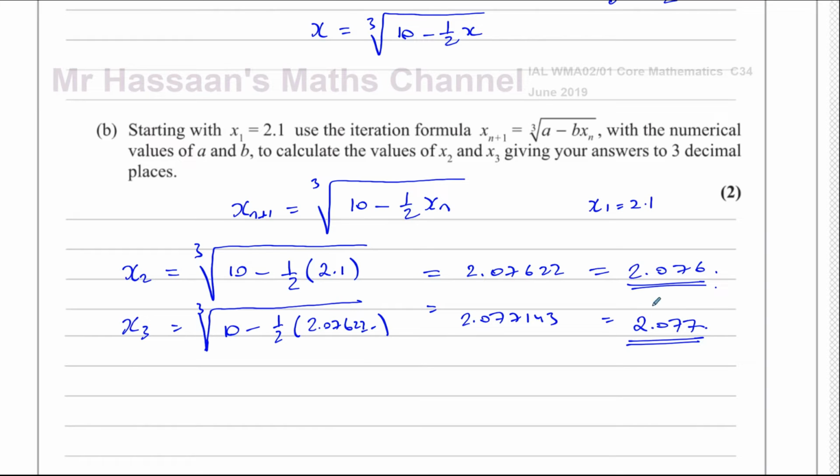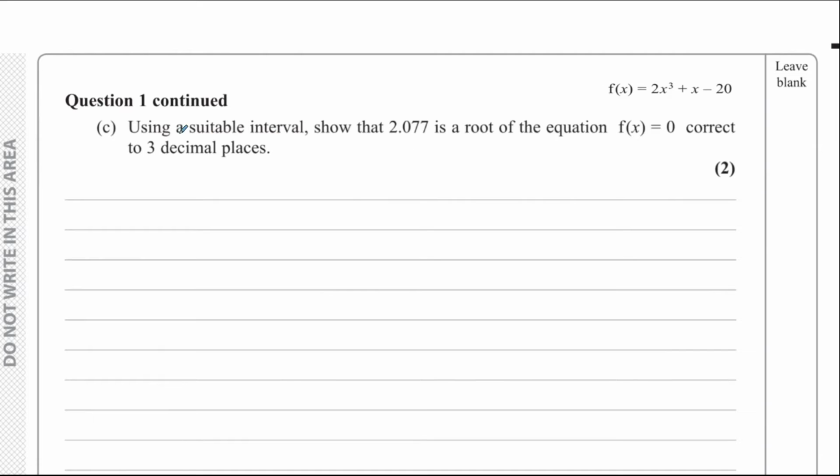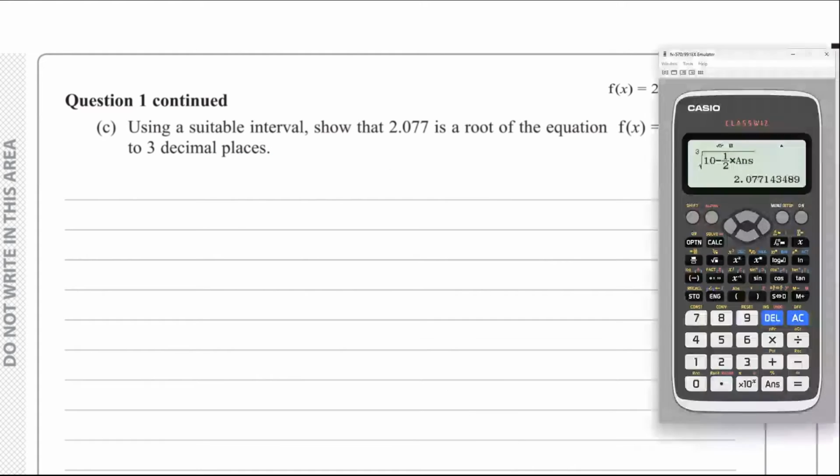Okay, so the more you press equals now, the closer and closer you're going to get to the actual root. Now part C is telling us something else. It's saying use a suitable interval, show that 2.077 is a root of the equation f of x equals 0, correct to 3 decimal places. I'm just going to show you that if we carried on doing this, this is our root to 3 decimal places. You keep pressing equals, as you can see, all the numbers settle down eventually, and you'll get something which is fixed in this place. So that's the root to however many decimal places.